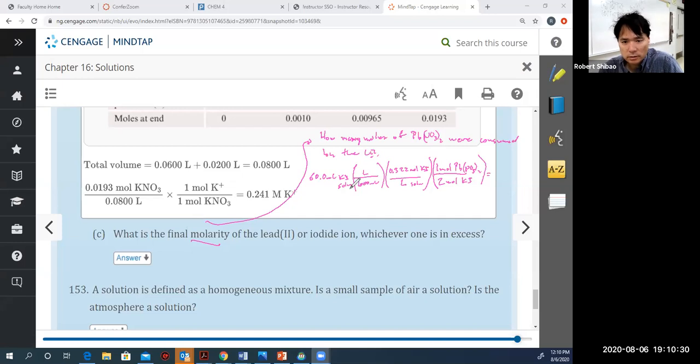Just based on the limiting reagent, 60 divided by 1,000 times 0.322 divided by 2 gives 0.009636. With sig figs, that's 0.009600 moles consumed. This is moles of Pb(NO3)2 consumed. Well, how many moles did we start off with?